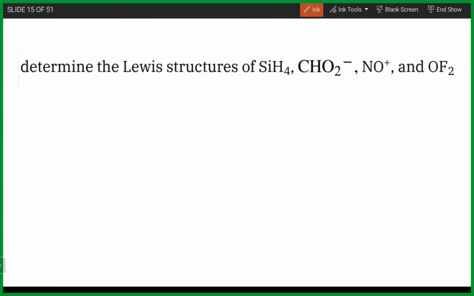But just starting with the first one, we've got silicon with 4 hydrogens, so silicon tetrahydride. And like I said, the first thing we need to do is figure out how many electrons we actually have to work with. So for silicon, group 14, going to give us 4. Hydrogen, we've got 1 from each of them, but we've got 4 total. So we've got 8 valence electrons to work with. So with this silicon tetrahydride, this is going to be a relatively simple structure because all we're going to have to do is put the silicon in the middle, and then we'll just bond it with 4 hydrogens.